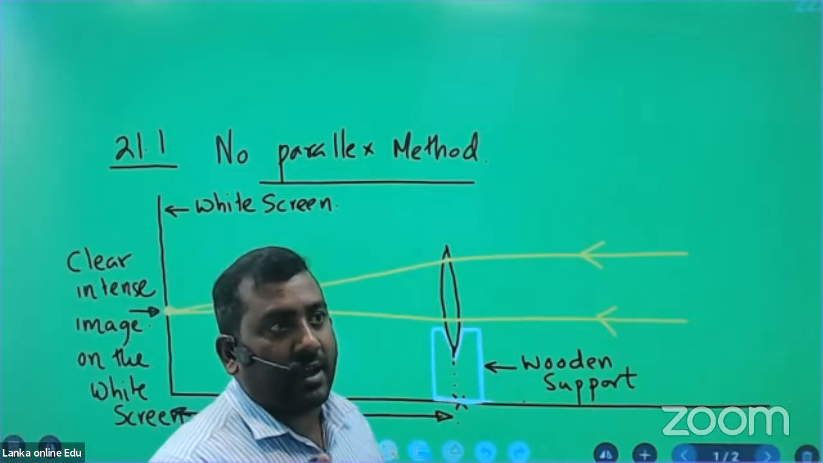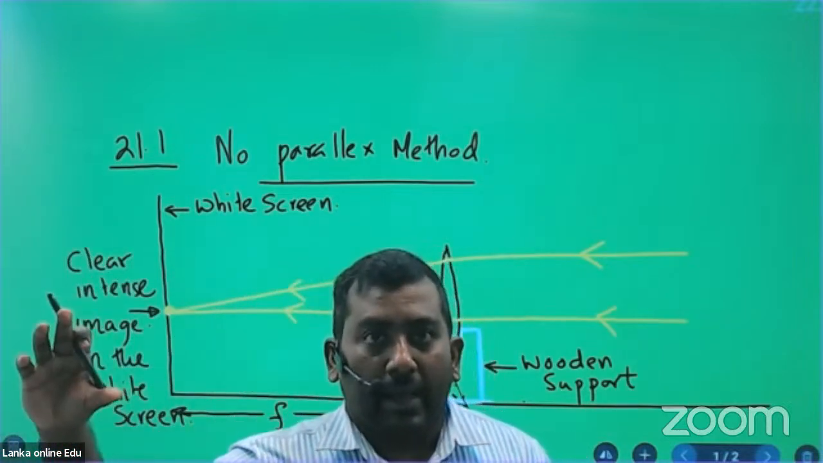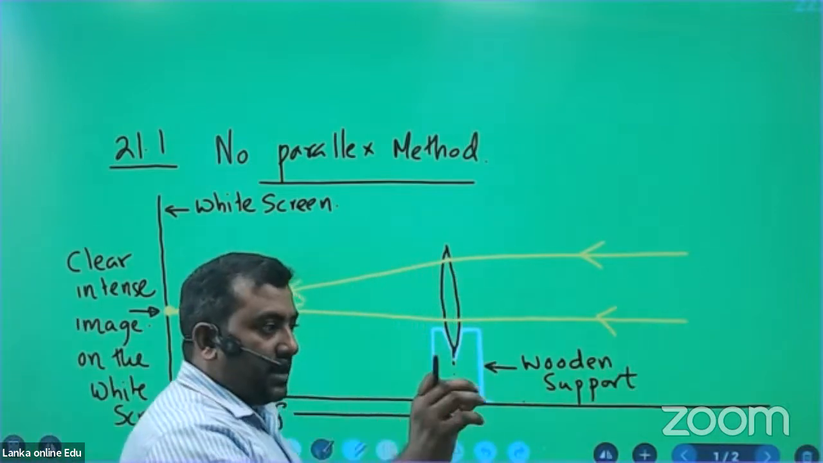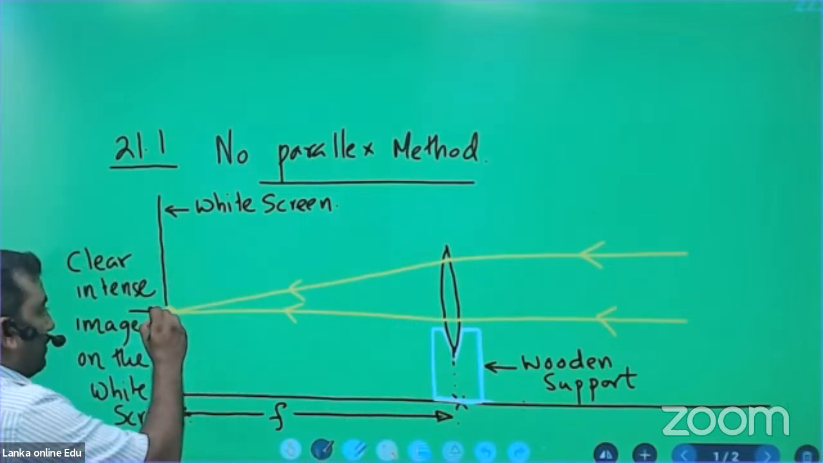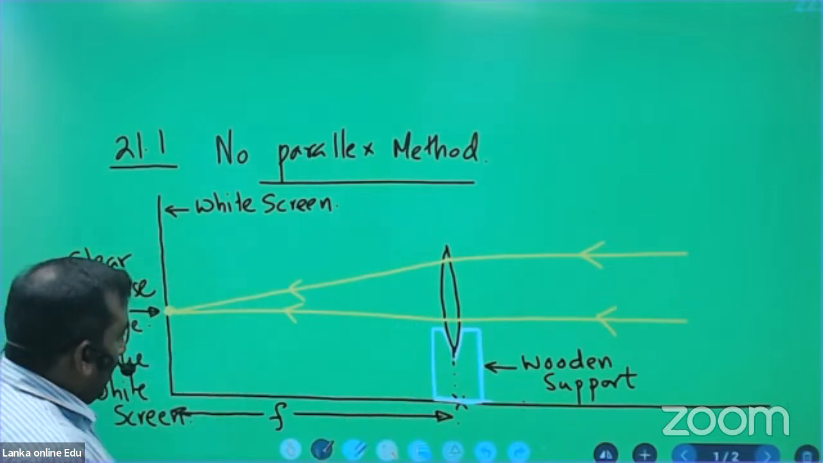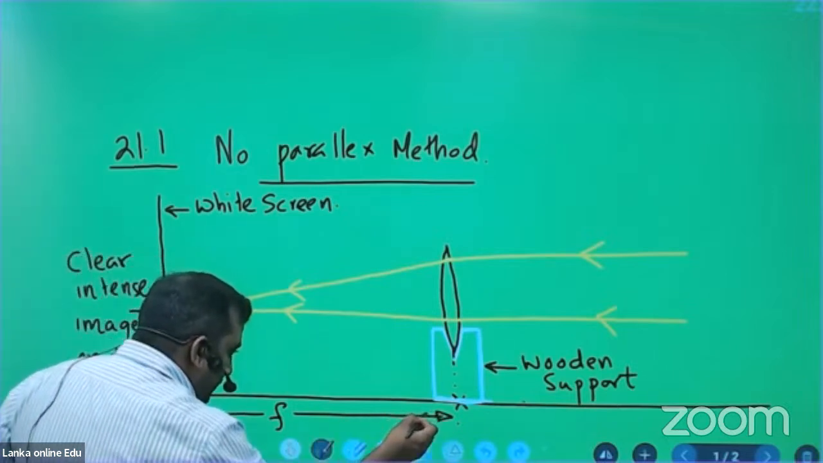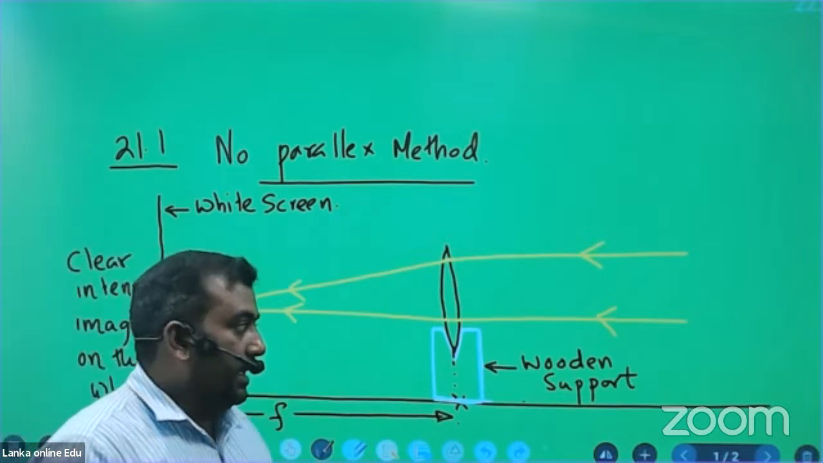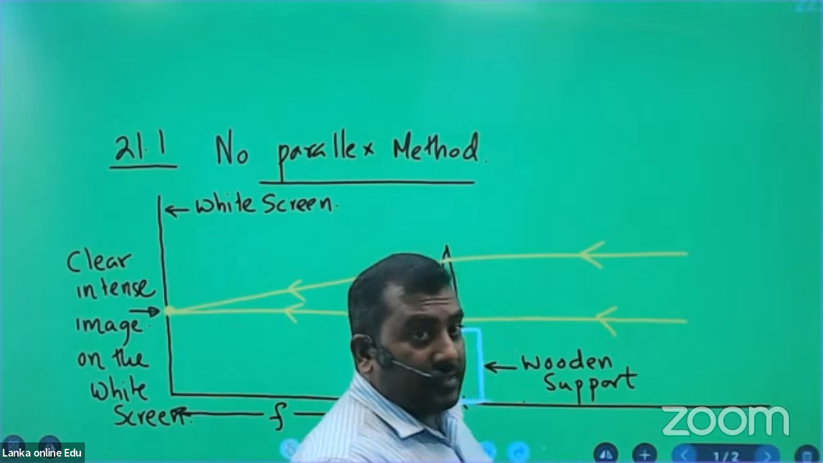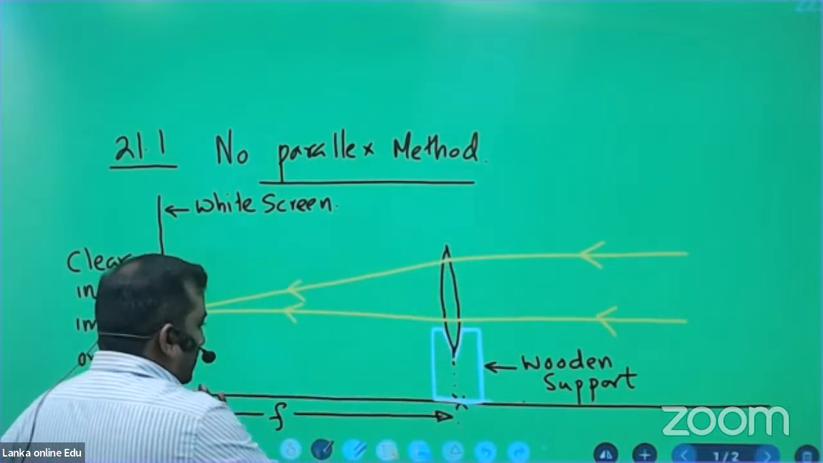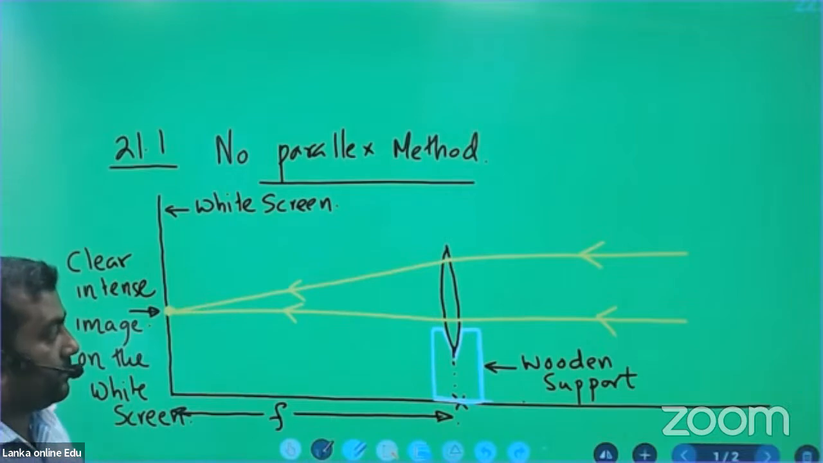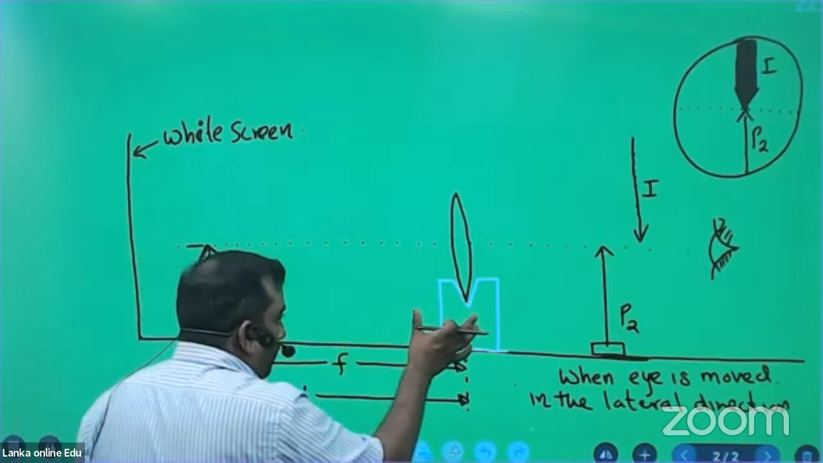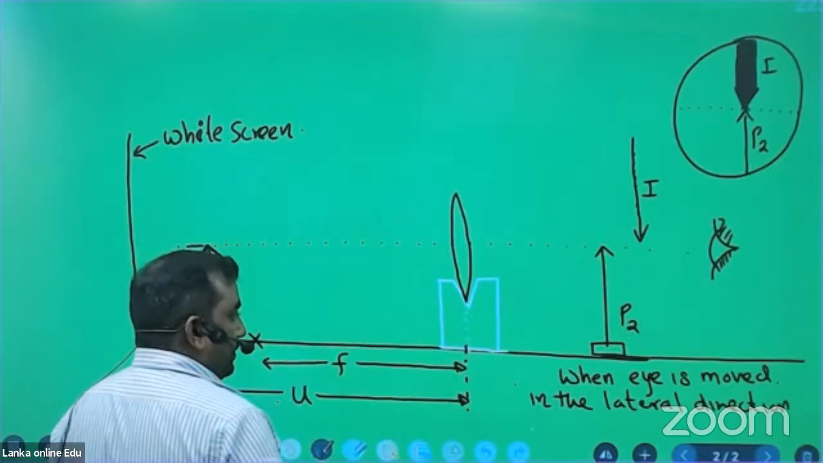Now, when a clear intense image is formed, that means, all of you know, parallel light rays will converge to a particular point. Parallel light rays converging to a particular point means it's converging towards the focal point. That is your approximate focal length. So what we do is we measure the approximate focal length.